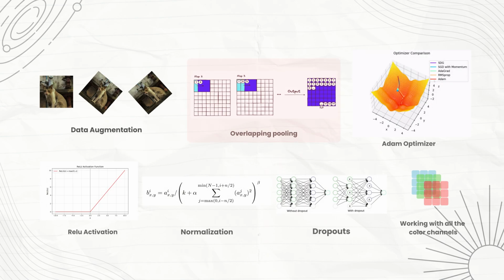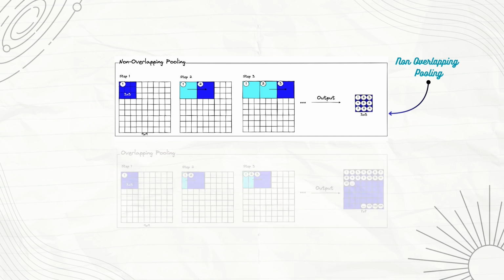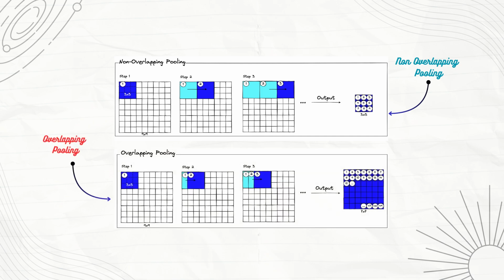A simple thing that they did was, instead of non-overlapping pooling, they used overlapping pooling, which had more structural information that helped the architecture perform better. If we look at it closely, this is quite self-explanatory.